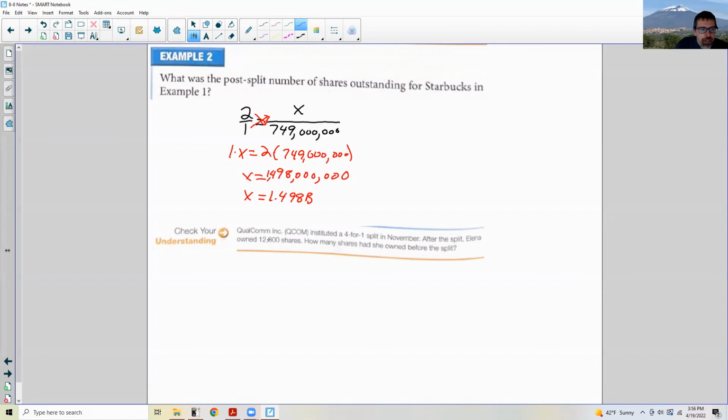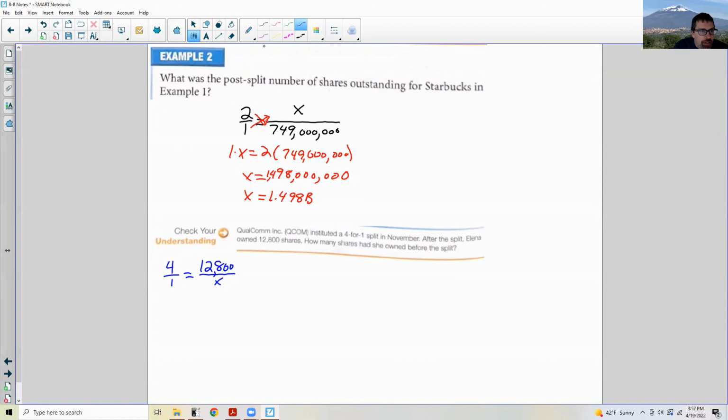And then the check your understanding says Qualcomm Incorporated, QCOM, instituted a 4-for-1 split in November. So they did a 4-for-1. For every 1 share you had, it became 4 shares. After the split, Elena owned 12,800 shares. Notice how I did this differently. It said after the split, she had this. This was before the split. It became the numerator.